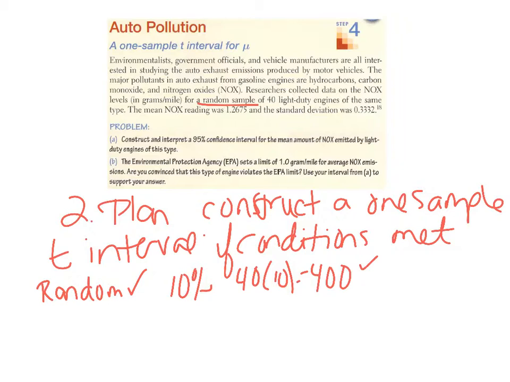And then I need to check normal or large sample. It doesn't tell me the distribution of my population. However, my sample is 40, which is greater than or equal to 30. So I'm going to assume that my sampling distribution is approximately normal. So my conditions are met, just like we said before. The problem isn't set up for my conditions not to be met, but I need to be able to prove that those conditions are being met.